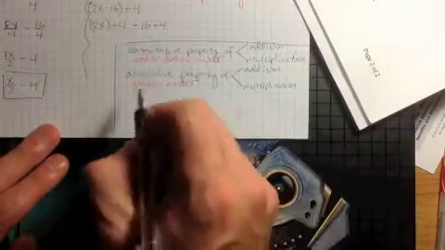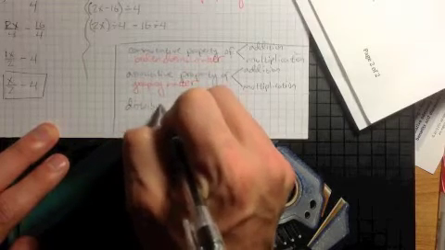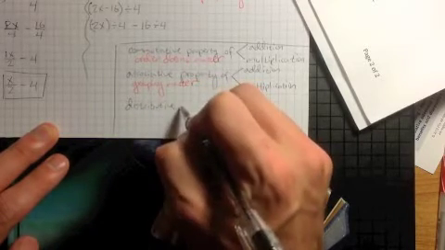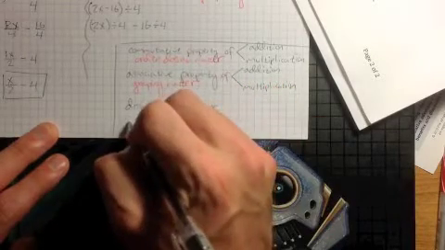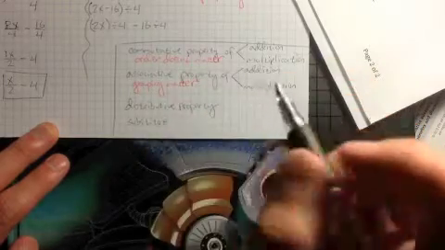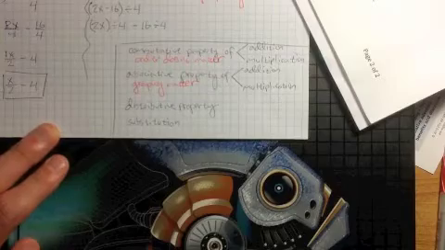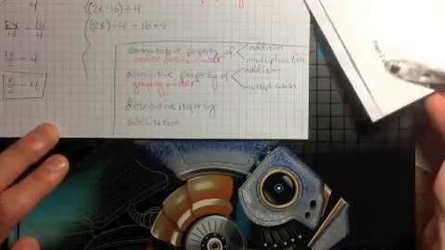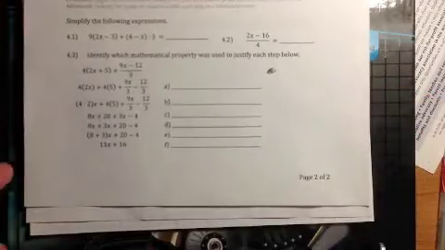So commutative property, associative property, distributive property, probably the most important property because it is the most useful, distributive property, and then substitution is the last one. So you really only have 5 possible phrases that you could write in these slots here. So let's take a look.